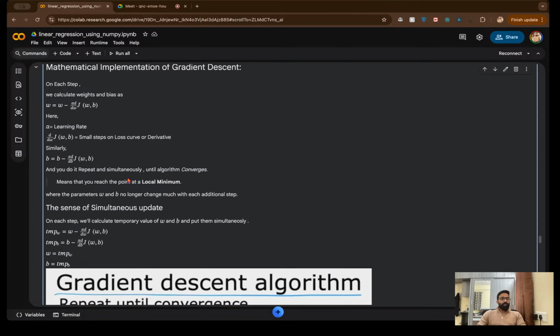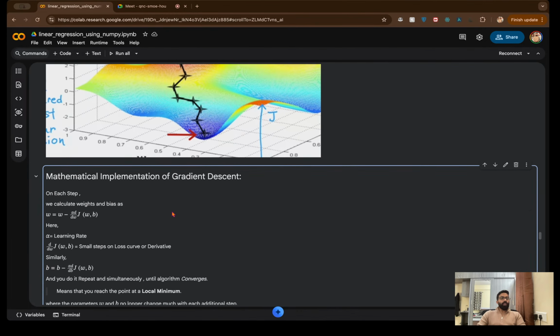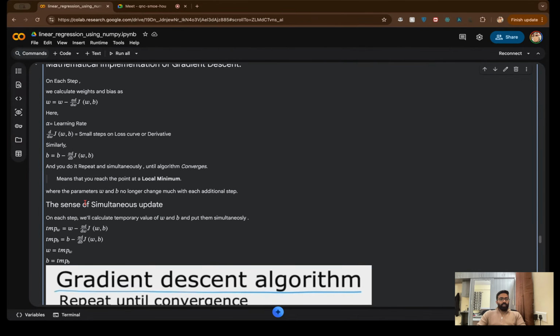And you repeat this simultaneously until the algorithm converges, meaning you reach the point at the local minimum. What do I mean by local minimum? This is the local minimum, the point where I want to reach, where the loss is the lowest, where the parameters w and b no longer change much with additional steps.